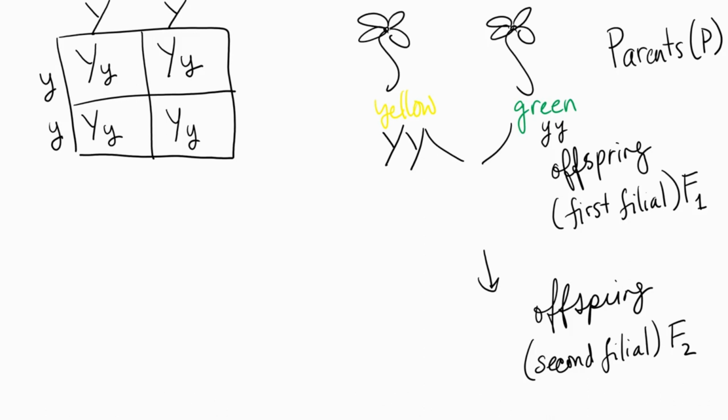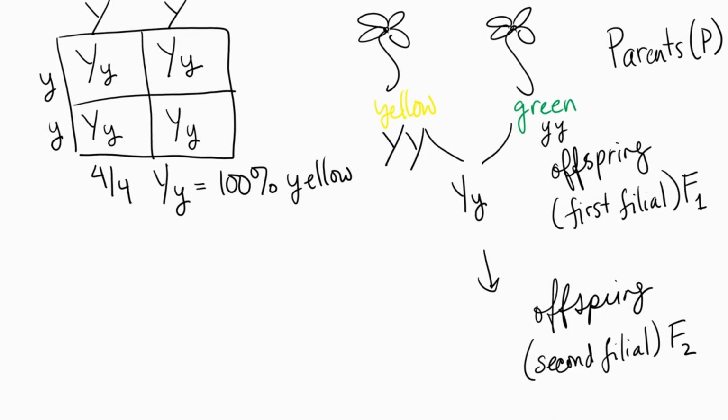Now, thinking about dominant and recessive genes, if we're seeing a capital Y next to a little y, that color is going to be yellow because we have a capital Y that's dominant compared to the recessive green. So in this case, we have 4 out of 4 are all yellow, and so we have a 100% chance of having yellow peas. So that means all of our offspring are looking the same. Okay, so we have 4 of these in this case.